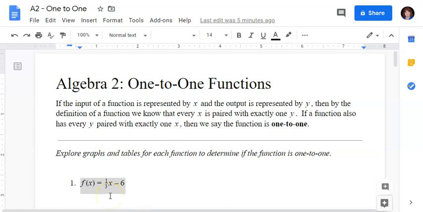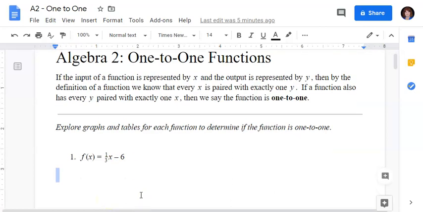Algebra 2 one-to-one functions. Today we're going to look at functions, which we know, every input is paired with exactly one output. And we're going to look specifically at these functions to determine if every output is paired with exactly one input. In other words, if every x is paired with one y, we know we have a function. But if every y is paired with one x, we have not just a function, but a specific type of function, which we call a one-to-one function.